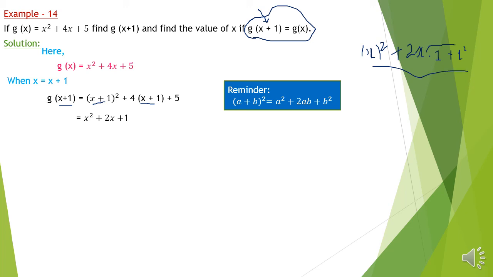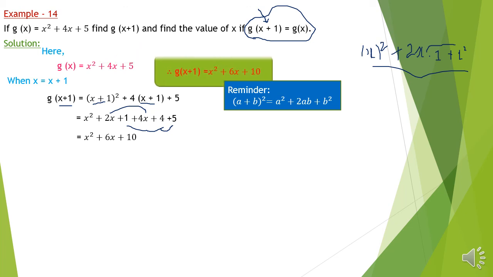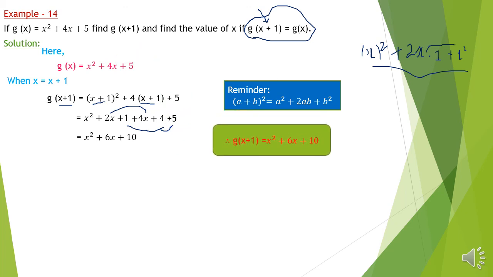So then on multiplication, we get 4x + 4 + 5. Now what we can do, we can add 2x and 4x, that is 6x, and 1, 4 and 5, that is 10. The value of g(x + 1) is x² + 6x + 10.